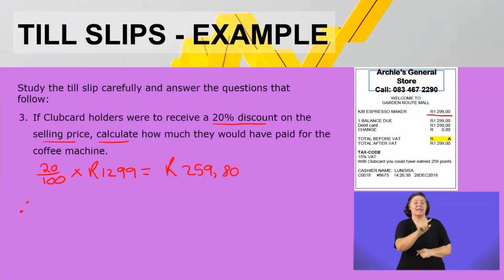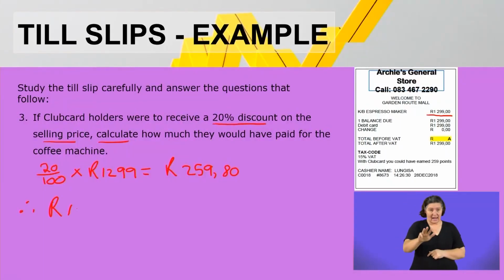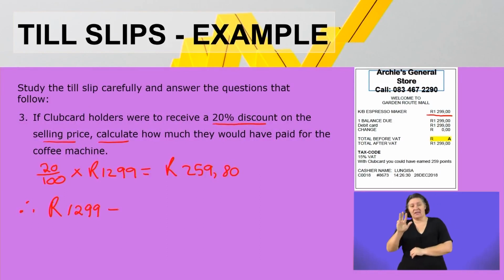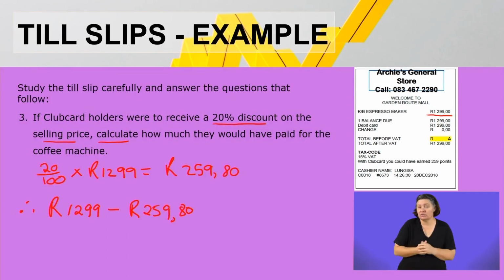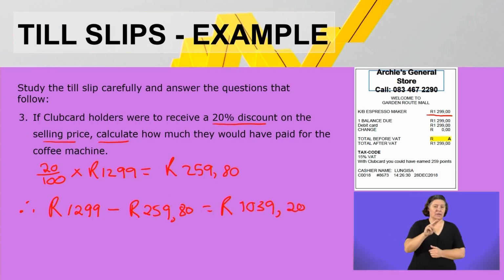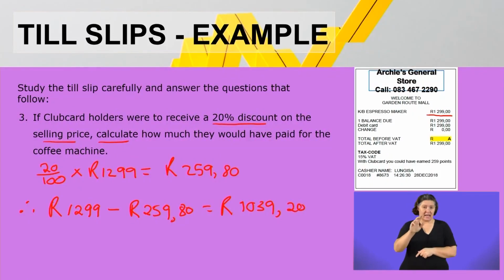So therefore, I take the selling price of 1,299 Rand minus the discount of 259 Rand and 80 cents. So what will that give us? 1,299 minus 259 Rand and 80 cents. So that will give us a total of 1,039 Rand and 20 cents. So what are we saying all in all? If you were a club card holder getting a 20% discount, instead of paying 1,299 Rand, you would have paid 1,039 Rand and 20 cents.